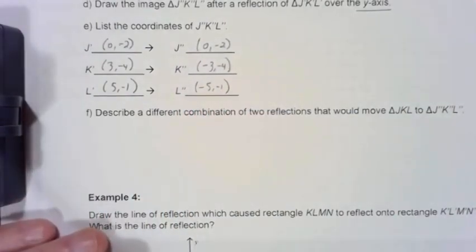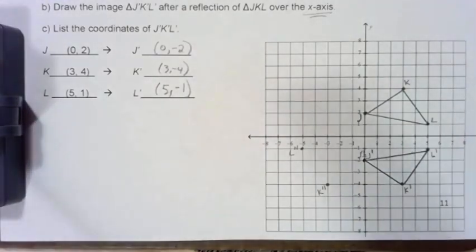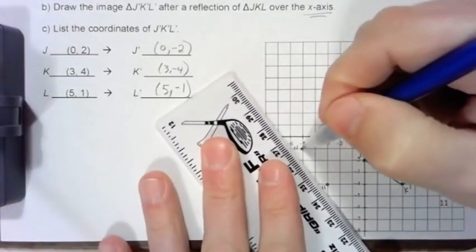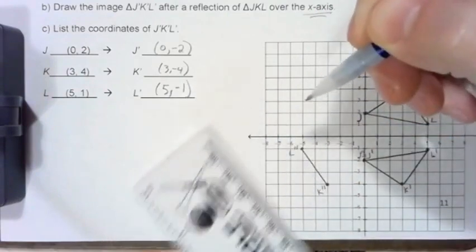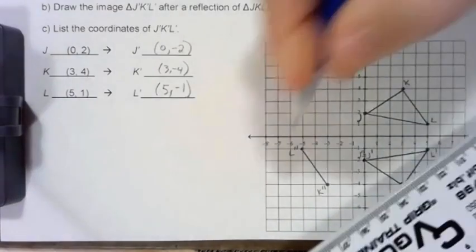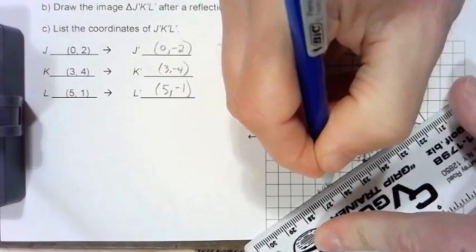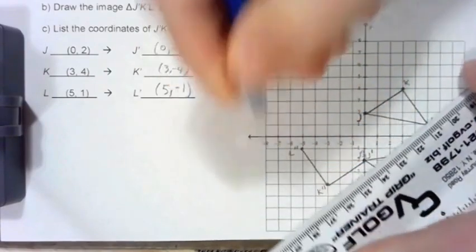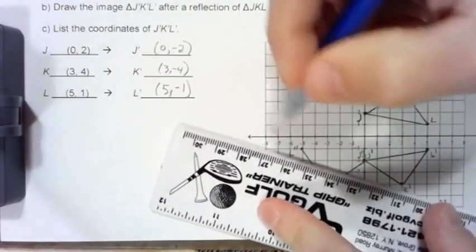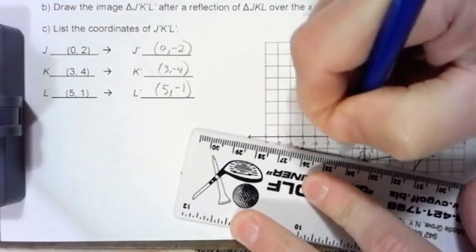Okay, let's go ahead and connect those with our ruler. All right, L prime, L double prime, and K double prime right there. And then K double prime and J double prime, which again, J double prime was the same as point J prime because it was touching the y-axis. And finally, L double prime and J double prime right there.